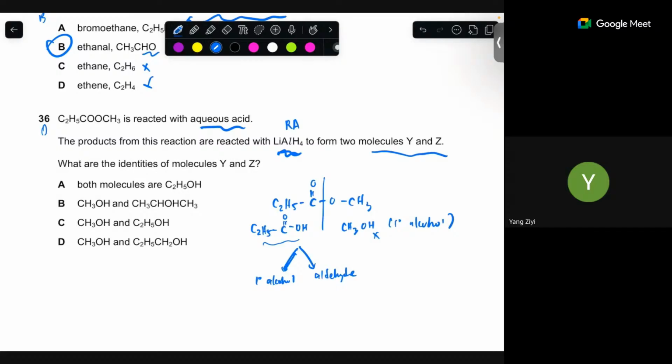It is reacted with aqueous acid. What are the identities of molecule Y and Z? If the products are reacted with this, when they say the products, they mean this product and this product, they react.